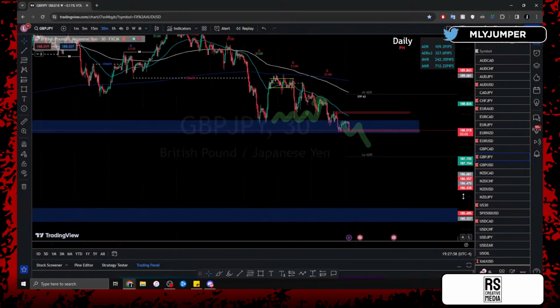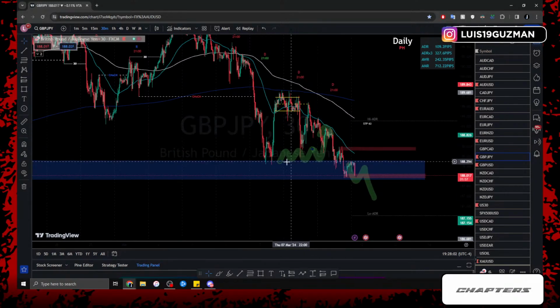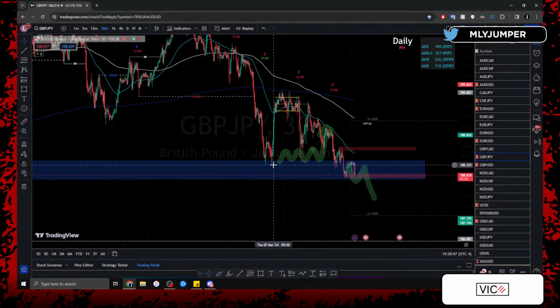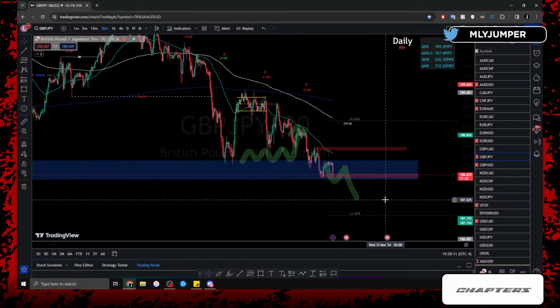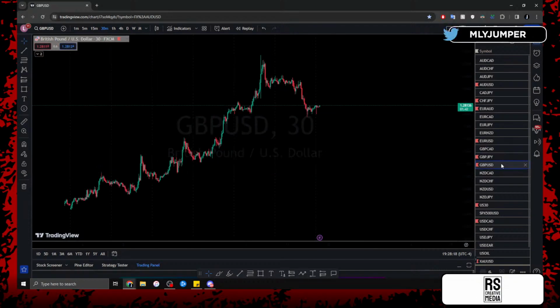We still need to see a BOS, we still need to see a change of character, and right now price is just still making lower lows and lower highs. Technically, lower low, lower high, and these lows are broken here, lower low to where we're at now. So GJ is still pushing on down. Until we get that change of character and BOS, we still have to wait.